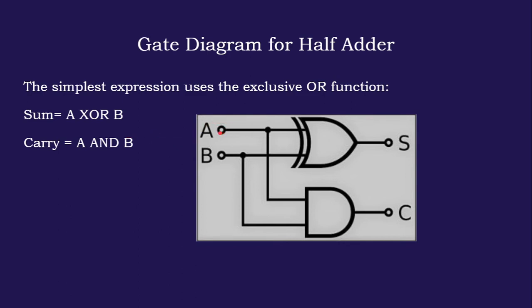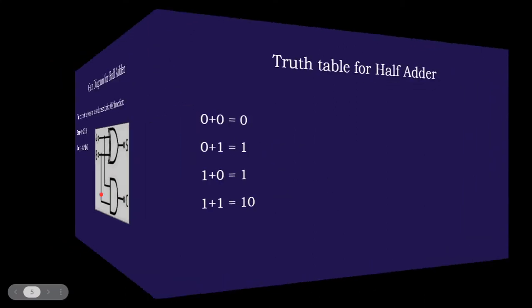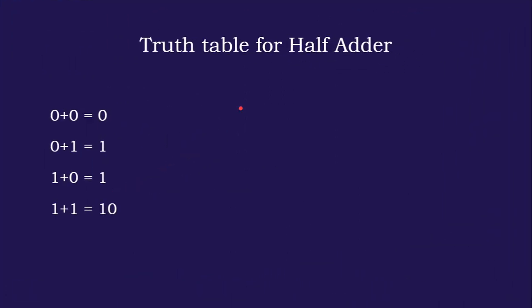Here, on this side, A and B are given to the XOR gate to form the sum, and the same A and B are given to the AND gate to form the carry. So this is the XOR gate, exclusive OR gate, and this is the AND gate. Okay, let us see how the truth table goes for a half adder.